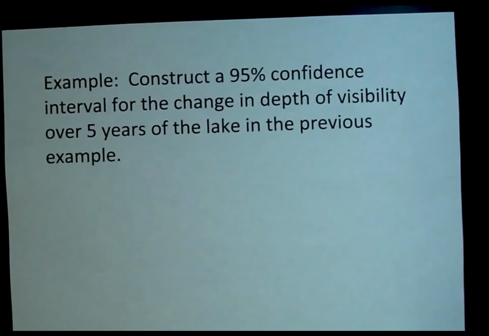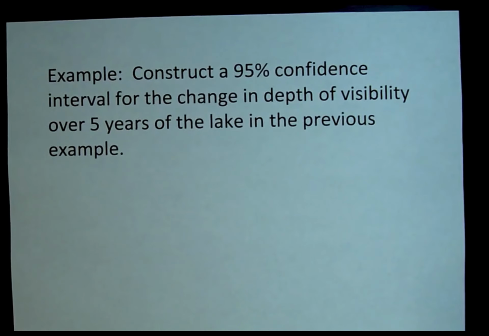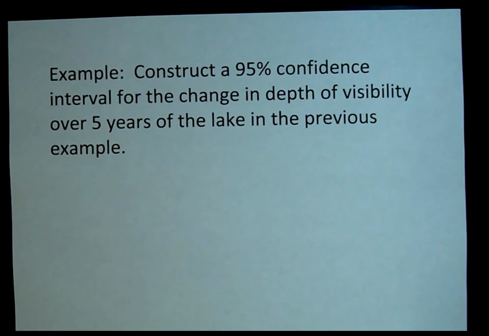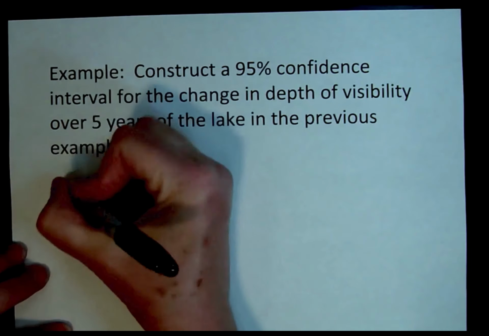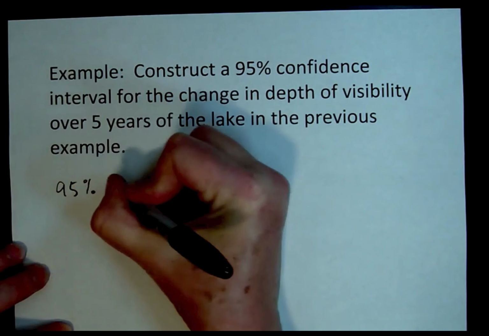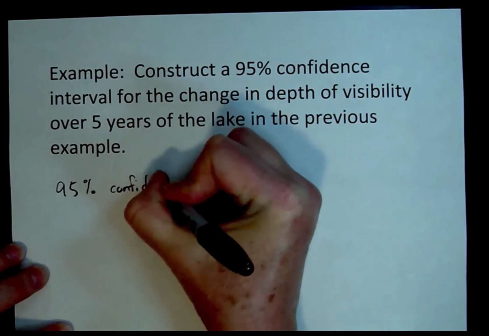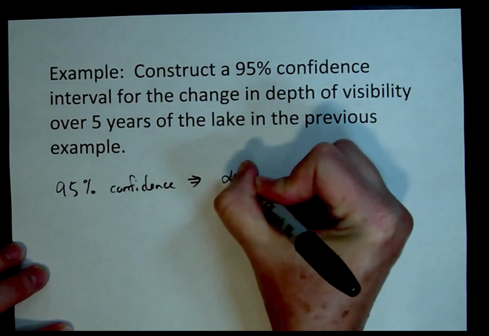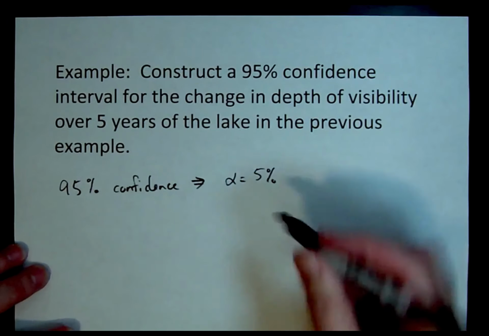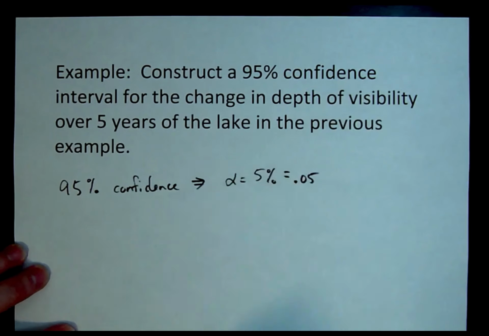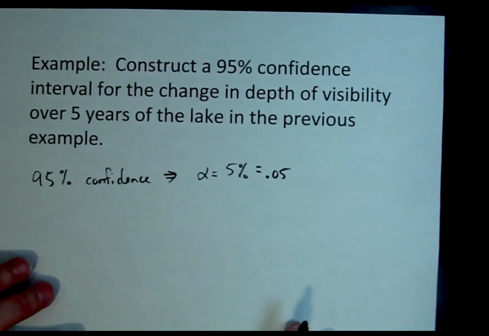So for example, let's construct a 95% confidence interval for the data we just used, actually, for the change in the depth of visibility over 5 years of the lake in the previous example. So for 95% confidence, that means the alpha is 5%. So remember, alpha is 100% minus the confidence level. We do need alpha in decimal form, though. So let's change that to 0.05.